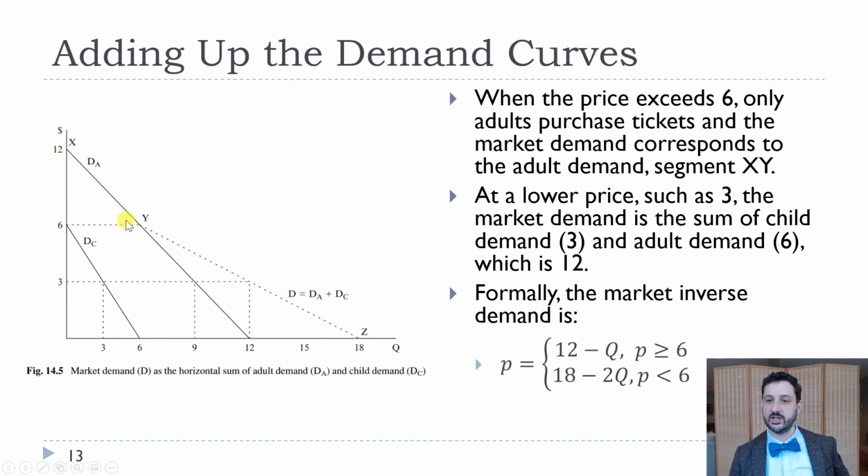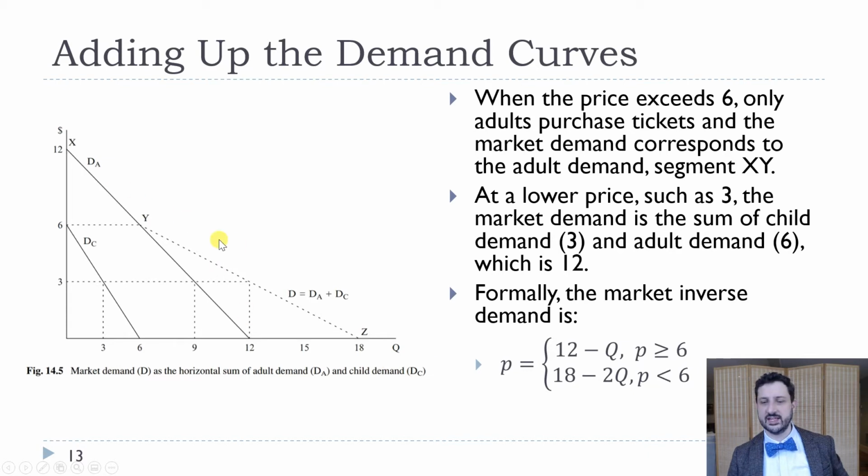But then once we get to a price below 6, then they are willing to pay, and so we have to add that up. So we have this kinked demand curve where above 6 we have P equals 12 minus Q. That's just the adult demand curve. And then below a price of 6, we have P equals 18 minus 2Q. And so we get this kink right at 6 here, and then a flatter demand curve because of the 2 there, because we added up the Q and the Q.